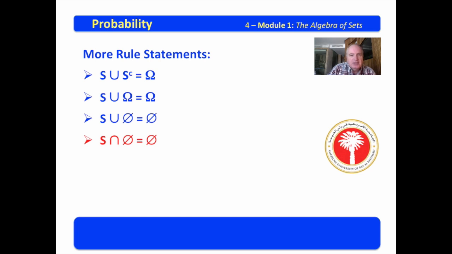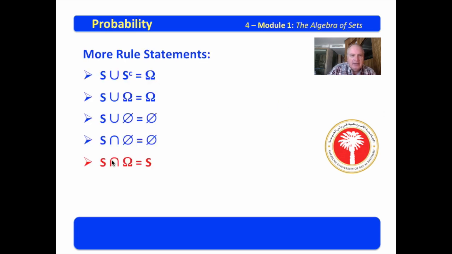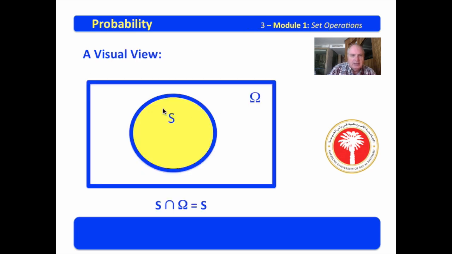Let's look at some of the intersection rules. S intersected with the empty set is the empty set. Let's look at that. What do S and the empty set have in common? Well, absolutely nothing. Fairly cool. We have S intersect the universe is S. If we intersect S with the universe, then all that we have is S.